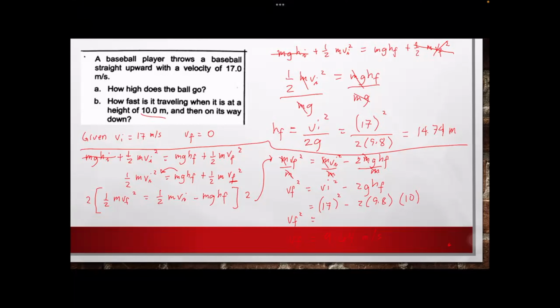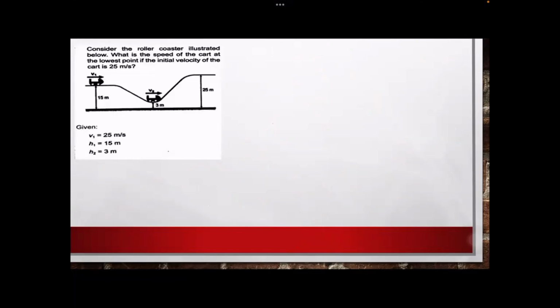Question about this? Meron ba? Okay, next, consider the roller coaster illustrated below. What is the speed of the cart at the lowest point if the initial velocity of the cart is 25 meters per second? So magkakaroon tayo ng given natin. The initial velocity is 25 meters per second. Height 1 is 15 meters and height 2 is 3 meters. Ito yung hinahanap natin. The initial, andito siya, tapos going down here.